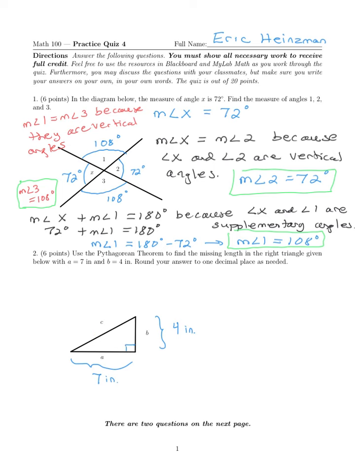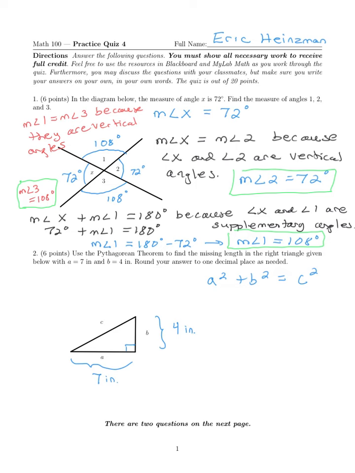The Pythagorean theorem says a squared plus b squared is equal to c squared. If you square the two legs of a right triangle and add them together, it is equal to the square of the hypotenuse. I know whatever the answer here is, it'll be in inches because that's the units I'm using. I'll put 7 in place of a, 4 in place of b, and use this to solve for c.